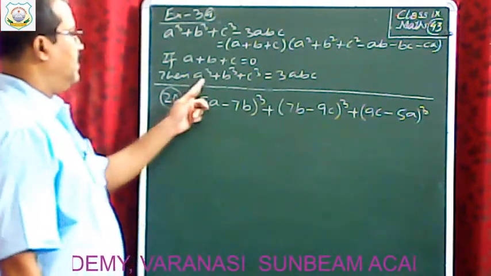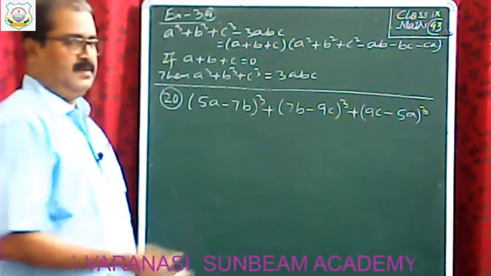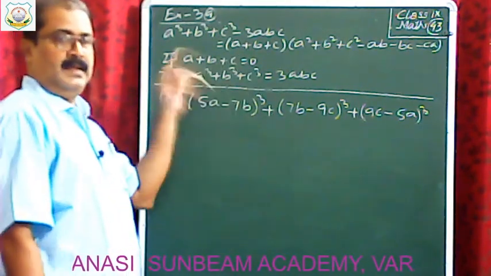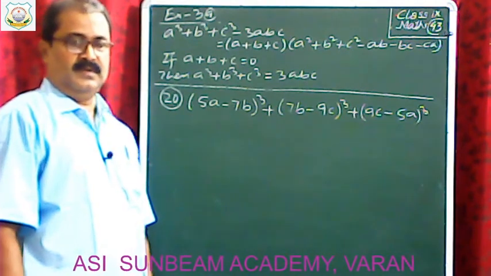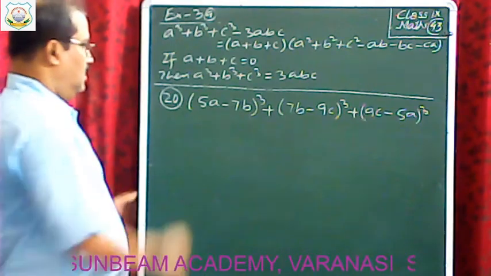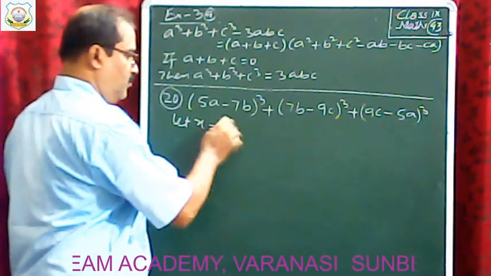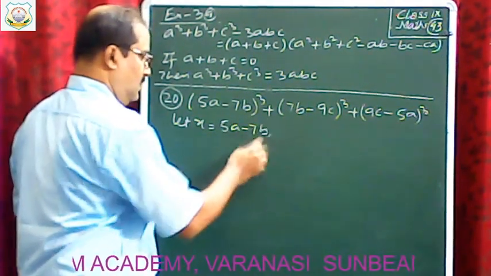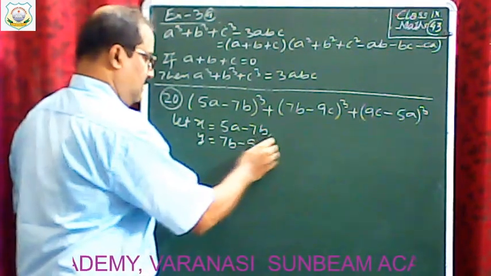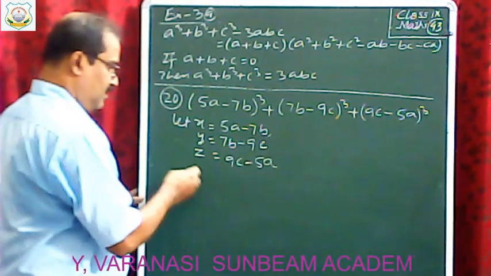So it may be of the form a cube plus b cube plus c cube. a cube plus b cube plus c cube equal to 3abc is not an identity. If a plus b plus c equals 0, then a cube plus b cube plus c cube equals 3abc. Isn't it? So first of all, we have to add the three terms. Let x equal 5a minus 7b, y equal 7b minus 9c, z equal 9c minus 5a.